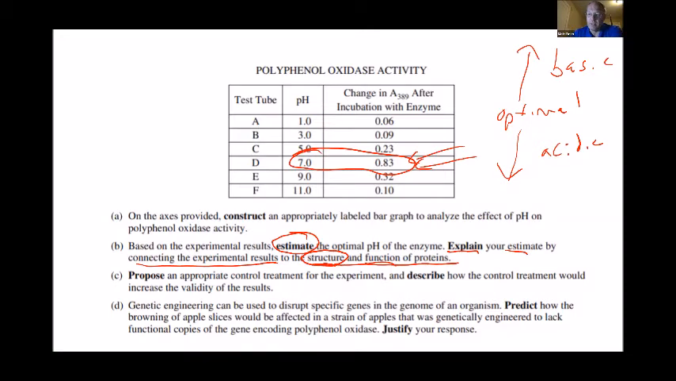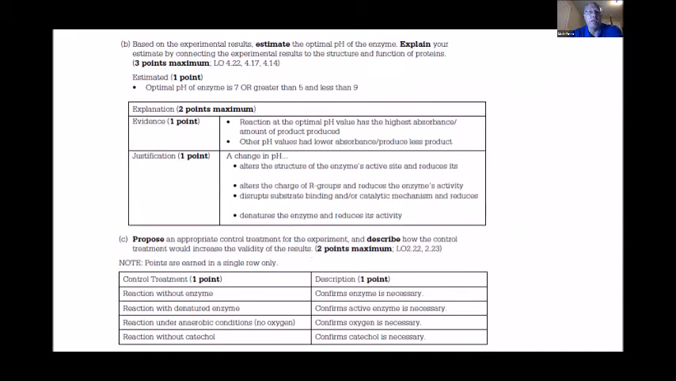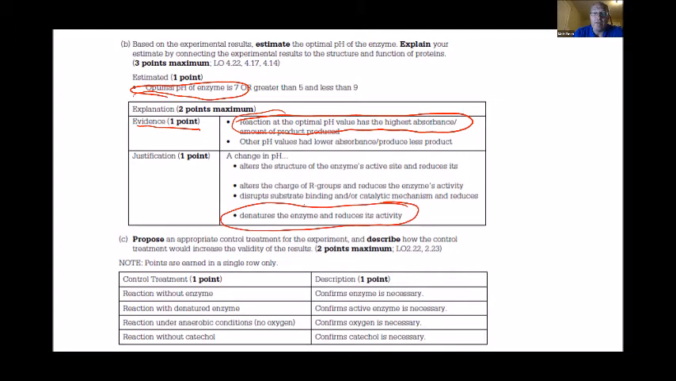So really, to get the points on this, let's look at the rubric on this one. So here's part B. You got 1 point for estimating that 7 was the optimal pH. You earned another point for talking about evidence: the reaction has the highest absorbance at that pH, something like so. And then you got a point for justifying, talking about the fact that when you move the pH away from the optimal pH, the enzyme denatures, it changes shape or structure, and therefore it reduces its activity. So you could have earned 3 points on part B as well.